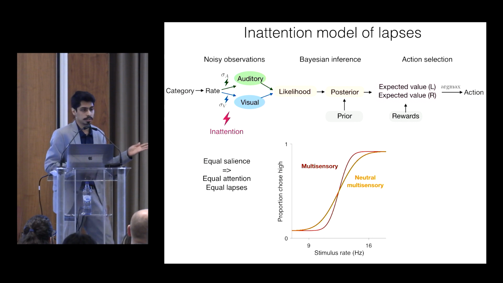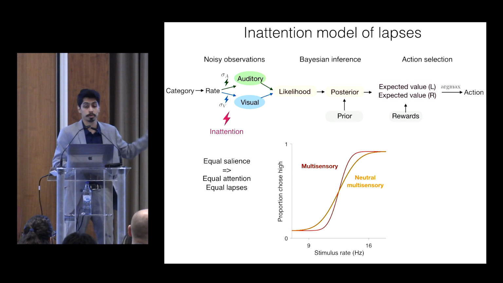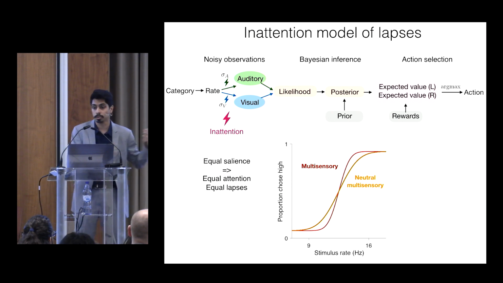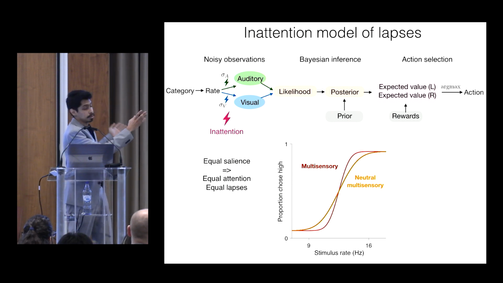What the attention model predicts for these 2 conditions is that the animal should make more perceptual errors on the neutral trials, but should have about the same rate of lapses.